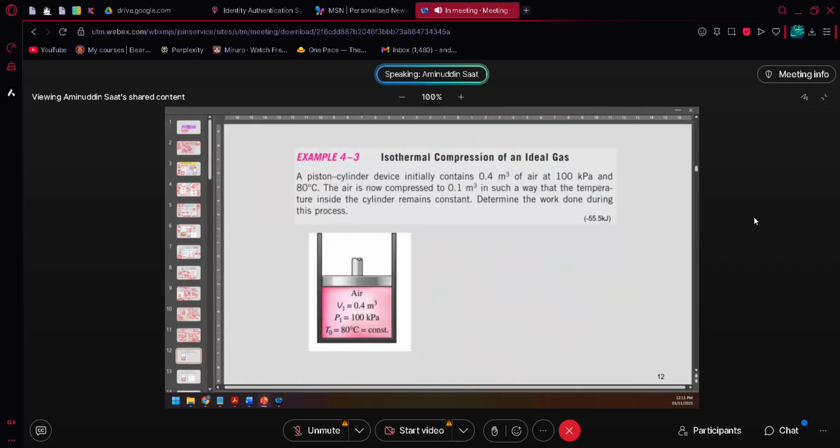Okay, the next example is a constant temperature. I think this one. Oh, okay, this one is air. I don't plan to discuss this. I plan to discuss this example tomorrow in class.